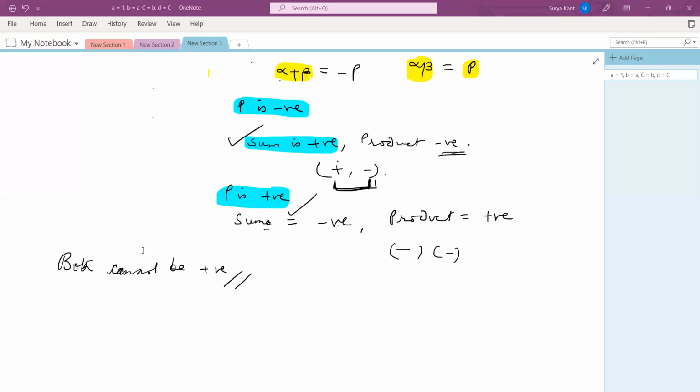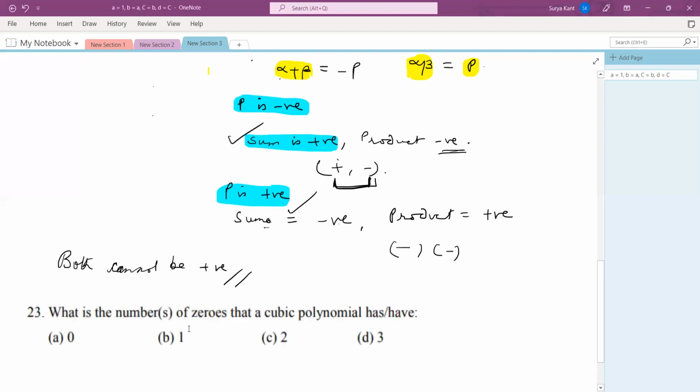What is the number of zeros in a cubic polynomial? Three. That's it. It can be three, it can be two also, it can be one also. Maximum three, minimum... zero also is possible? No, one is possible, not zero.